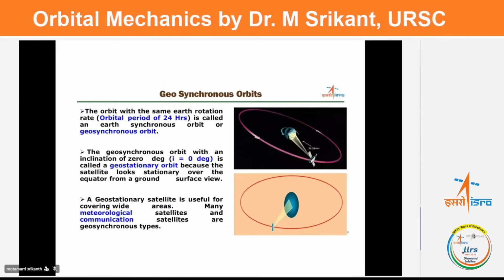And you are all aware of Clarke's theory that by putting 3 satellites at 120 degrees separation, we will be able to cover the full globe. That is the theory that is being projected, studied, and implemented by many people.